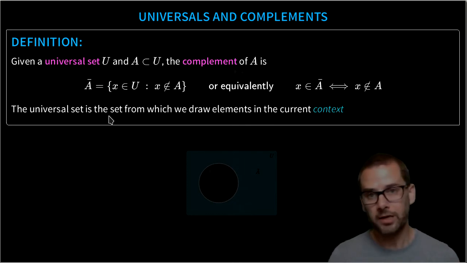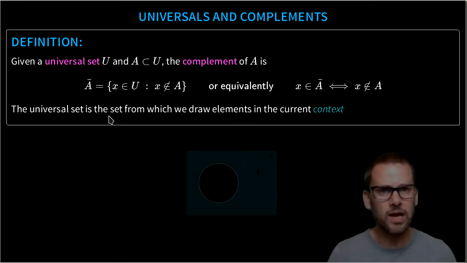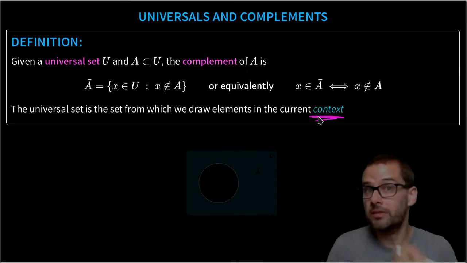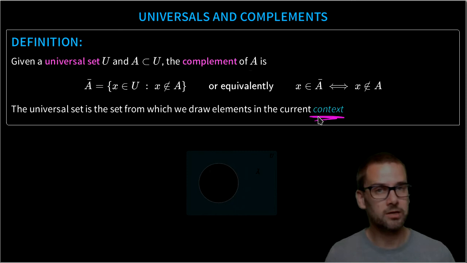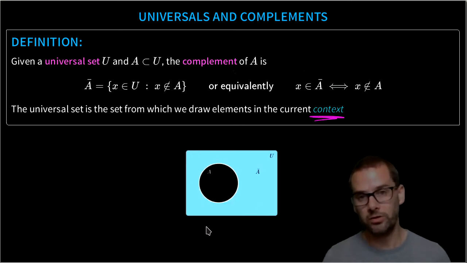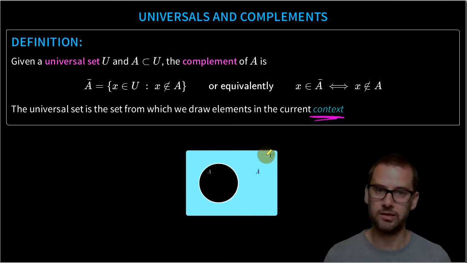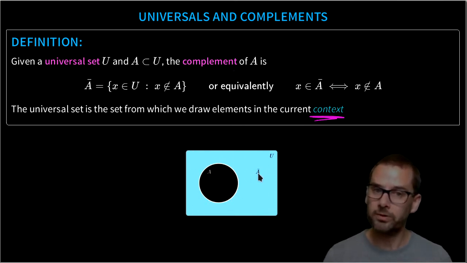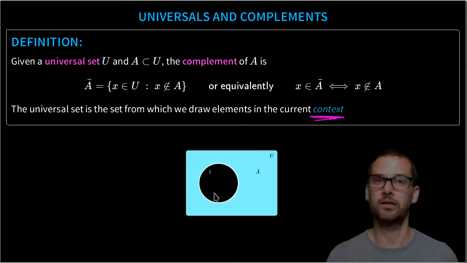And again, this universal set is the set from which we draw elements in the current context. So for many applications, that's going to be, say, the set of real numbers. In other contexts, it might be, say, the set of functions. We have to make sure the reader knows what we're talking about by context, either implicitly or perhaps we should make it explicit. And so we can draw a picture of this. If we have a universal set U here, so here's everything that we're playing with, and we have some set A, then the complement of A, denoted with this A bar, is everything in U that isn't in the set A.